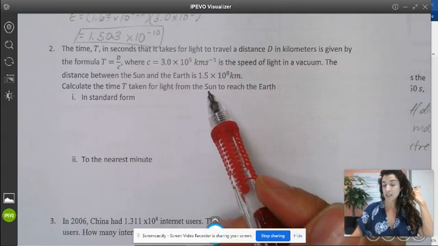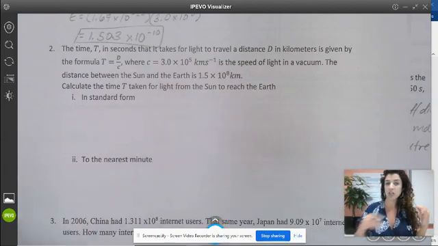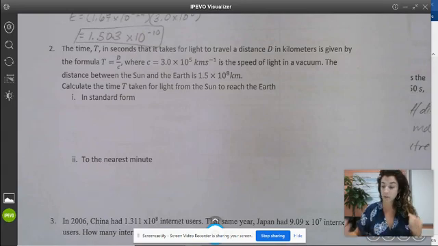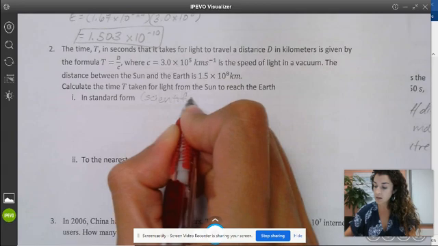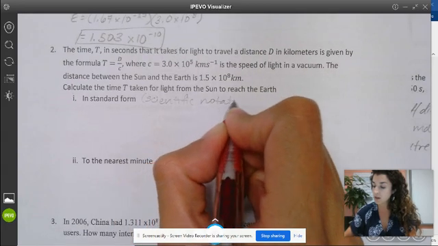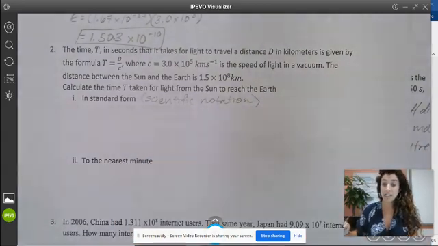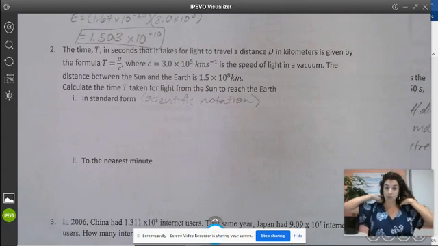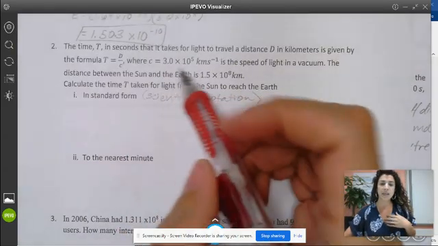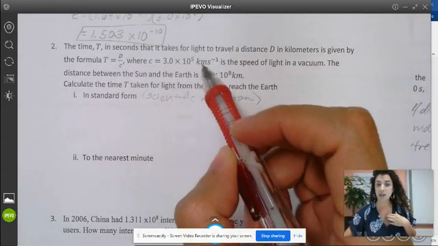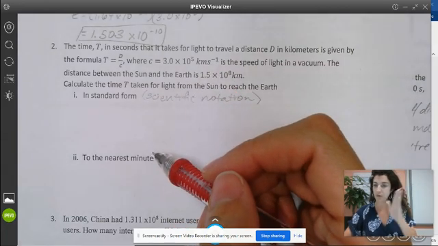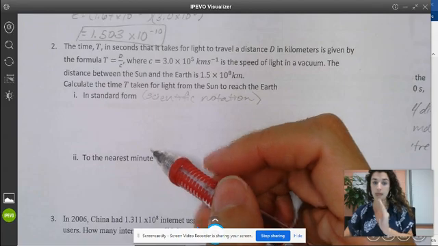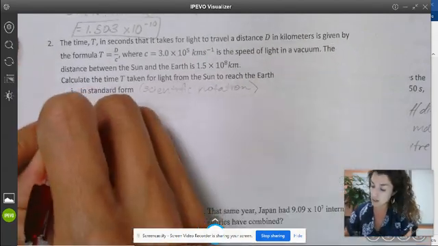Calculate the time that it takes for the light from the sun to reach the earth. We're going to put it into standard form, which means scientific notation. And then we're going to take that and turn it into the nearest minute, because realize that right now it is in seconds, kilometers per second. And then we're going to take that and convert it into minutes. So first things first, we just need to figure out what is the time that it takes.